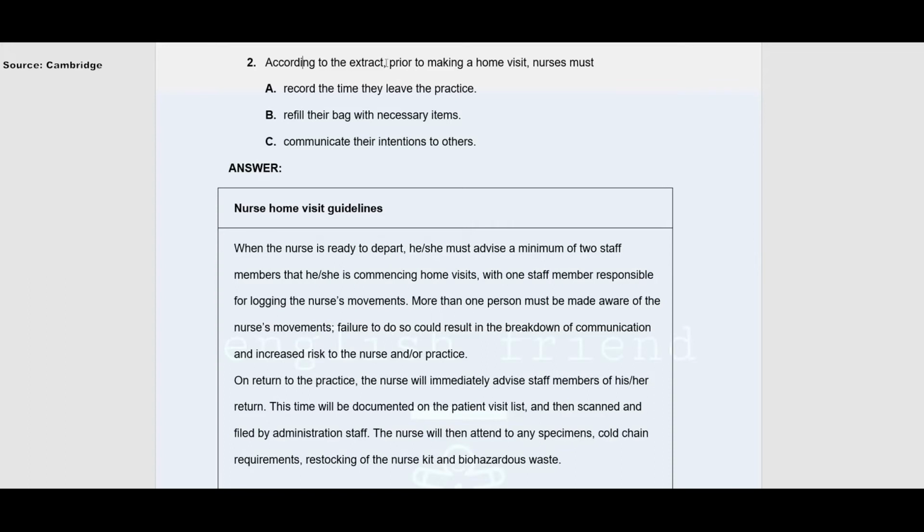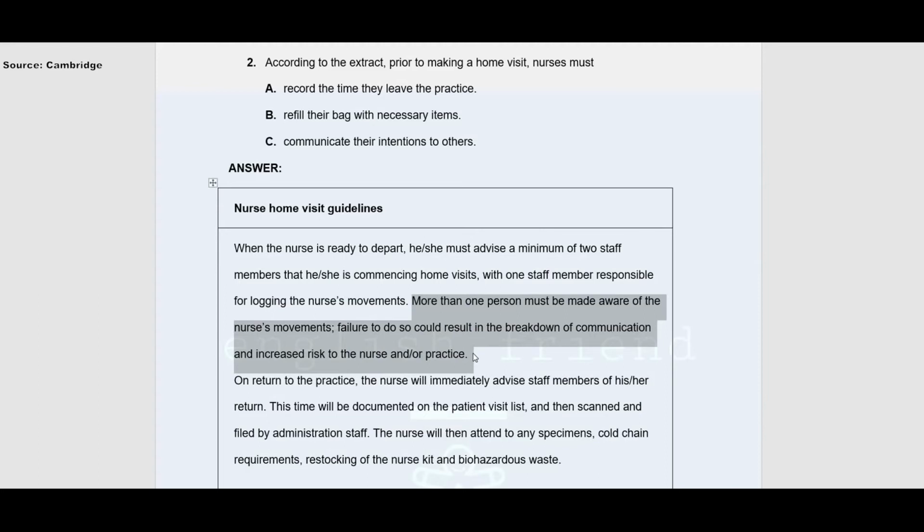Question number 2. According to the extract, prior to making a home visit, nurses must. As we go through the paragraph, we can see when the nurse is ready to depart, he or she must advise a minimum of 2 staff members that he or she is commencing home visits, with 1 staff member responsible for logging the nurse's movements. So he or she must advise a minimum of 2 staff members. So that's a form of communication. More than 1 person must be made aware of the nurse movements. Failure to do so could result in breakdown of communication and increase risk to nurse or practice.